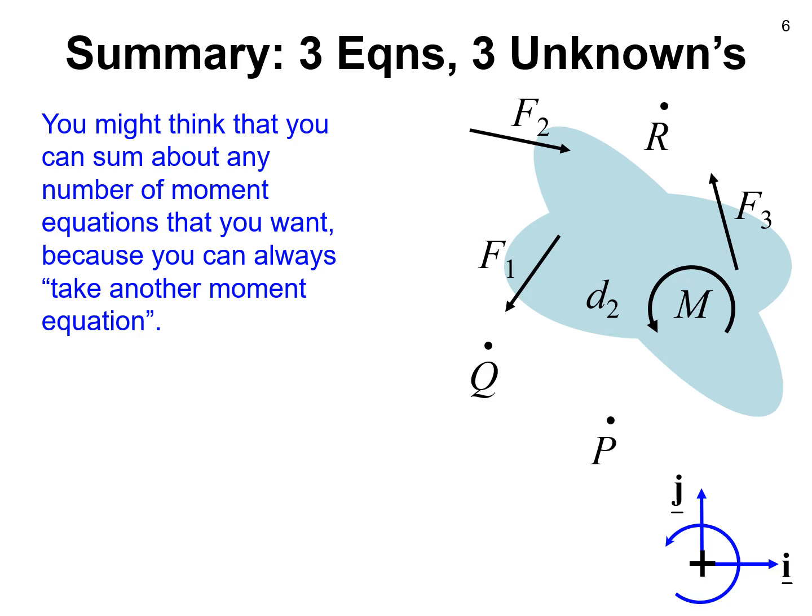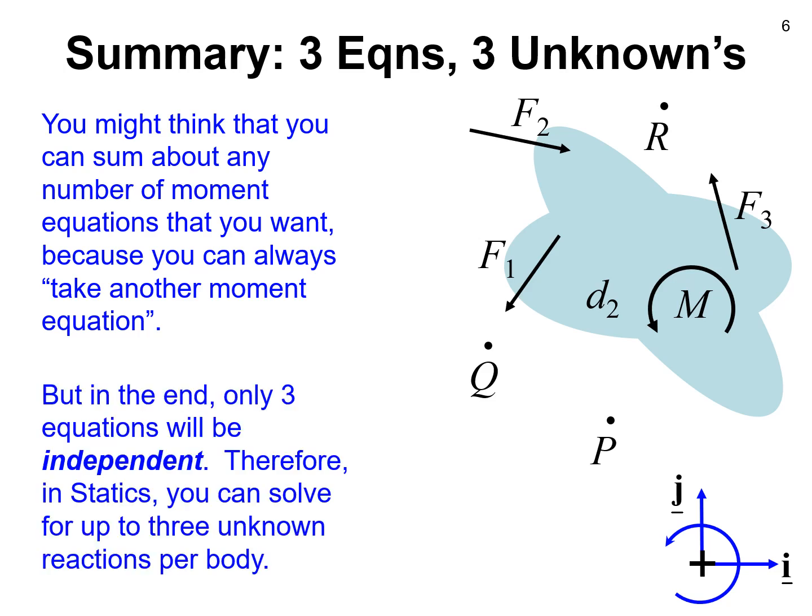Let me make one final comment. You might still ask though, can't you keep writing more moment equations? Like let me give a point S and T and U and V and maybe even a million equations. I can always make another moment equation, right? You can do this, but let me just suffice it for now and say no matter how many of those equations you write, only 3 will be independent. And again, therefore in statics, you can solve for up to 3 unknown reactions per body.